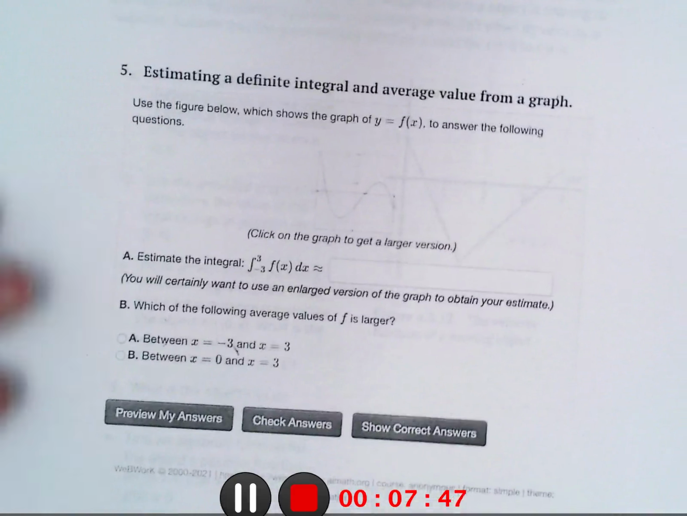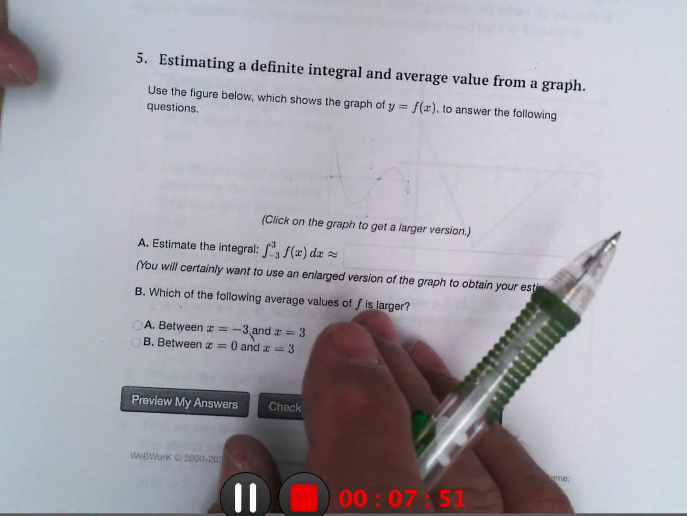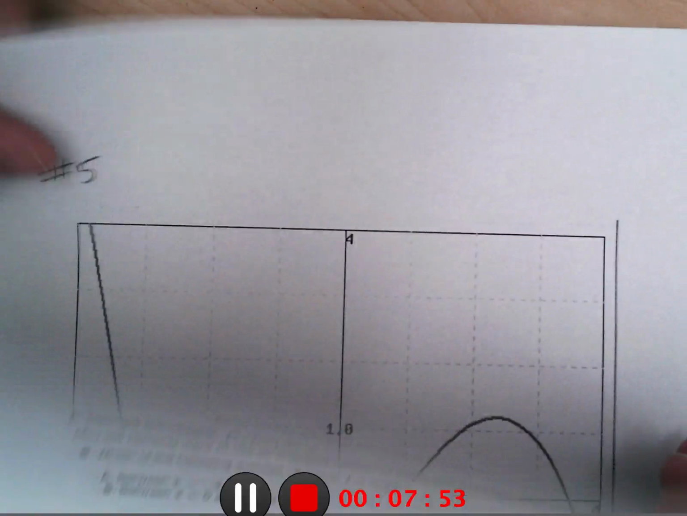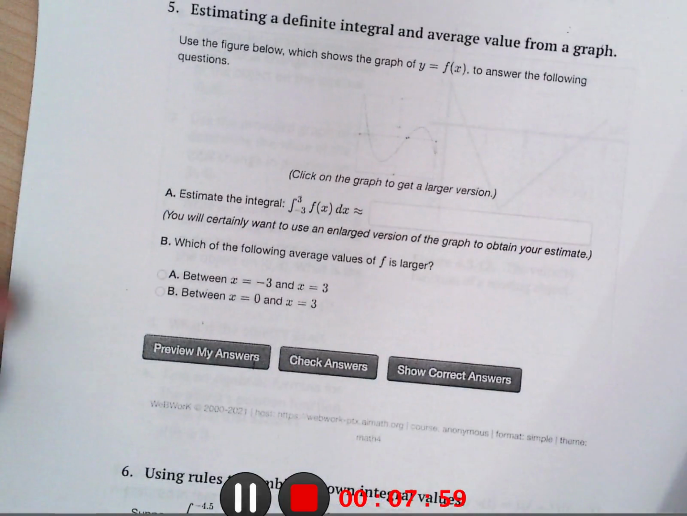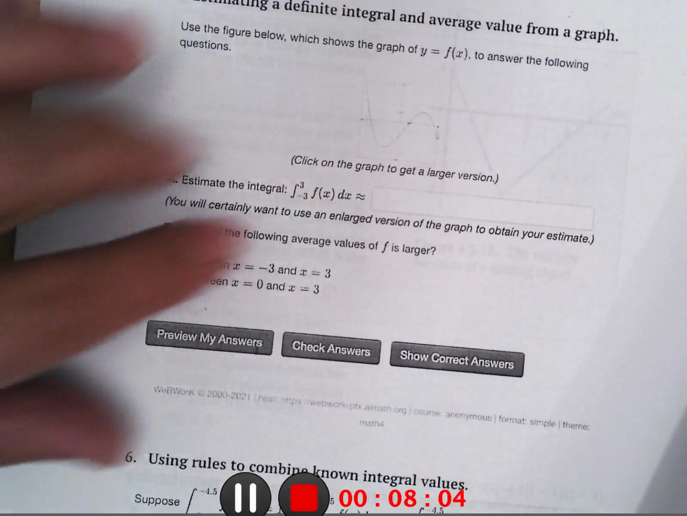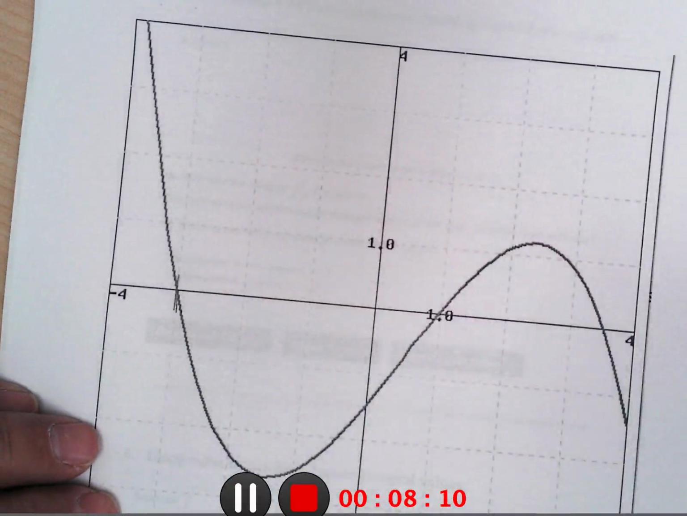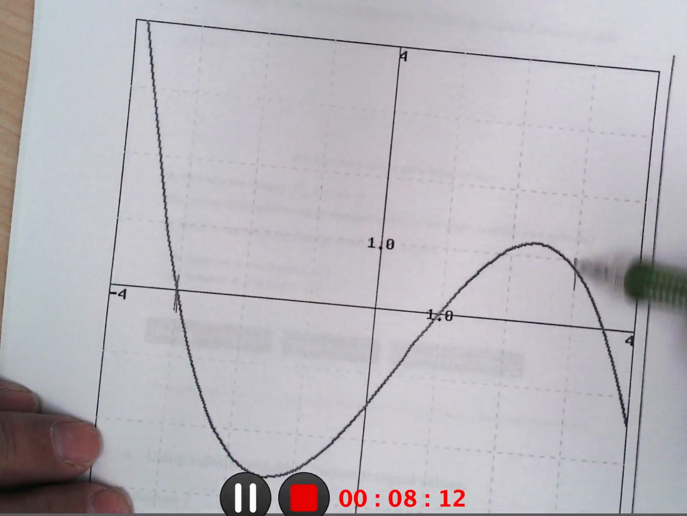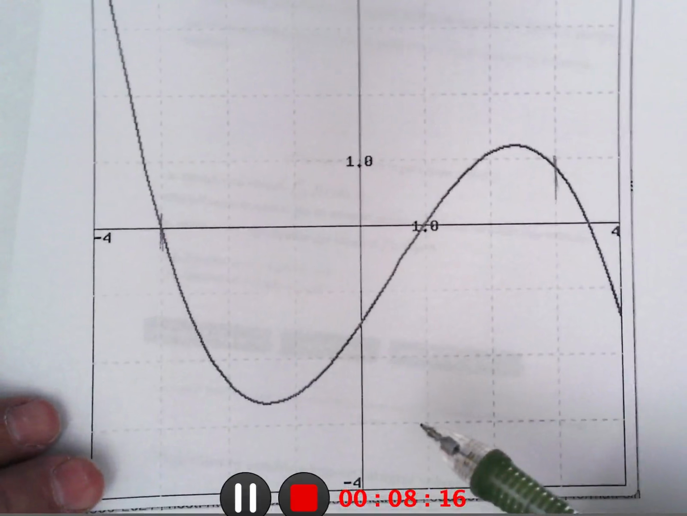5. And this graph was kind of small, so I made a picture of number 5. Here's number 5. And it says, estimate the integral from -3 to 3. From -3 to 3. So I'm going to do that by counting squares.